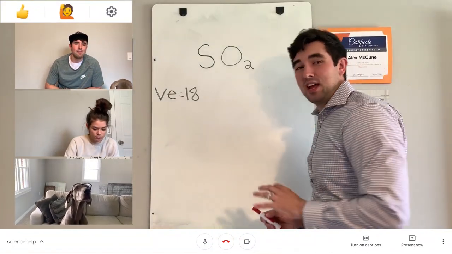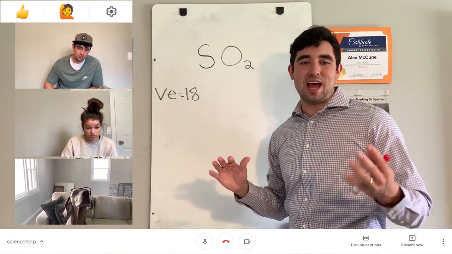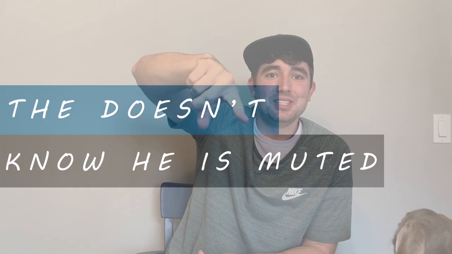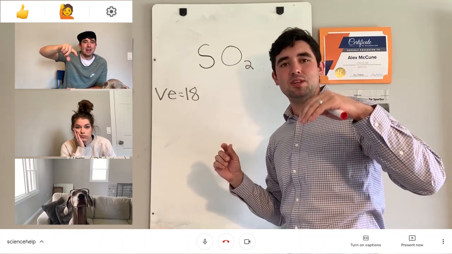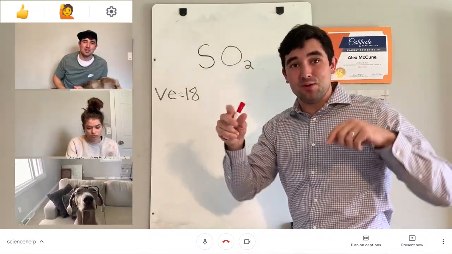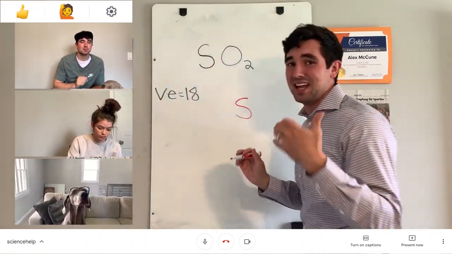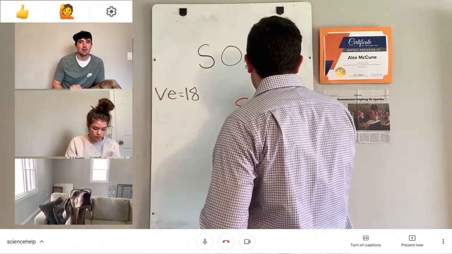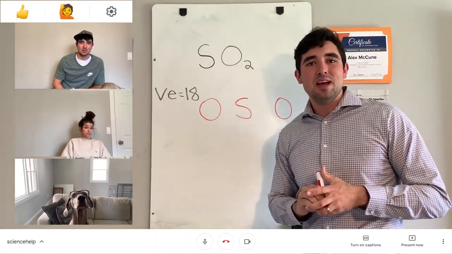All right, so we're looking at sulfur dioxide. We know it has 18 valence electrons in the entire molecule. Can anyone tell me what the central atom of this molecule will be? Yeah, Jeff? I think you're muted, Jeff. It's going to be sulfur. Sulfur is going to be the central atom because that's the one with the least amount of subscripts. Less bonds. So we have oxygens on the outside, and now we've got to distribute our electrons. What's the first step that we tend to do?